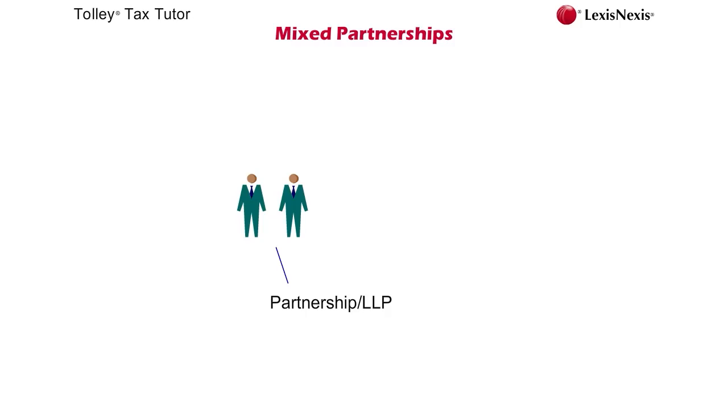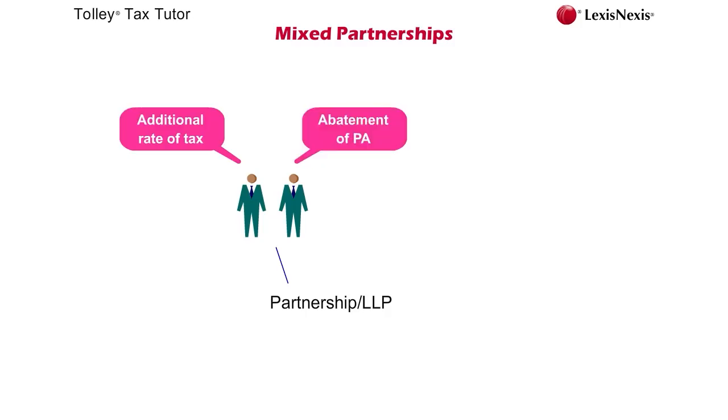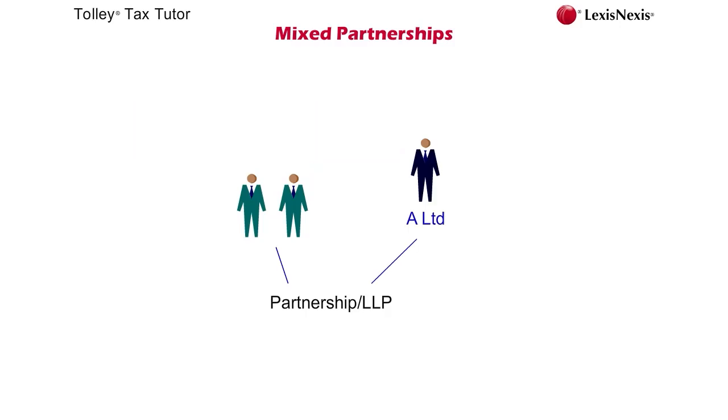Following the introduction of the additional rate of tax and the abatement of the personal allowance for individuals whose adjusted net income exceeds £100,000, mixed partnerships became an attractive option for tax planning purposes, particularly for those who wanted to avoid paying tax at the additional rate. The insertion of a corporate partner also allowed additional flexibility due to the remuneration strategies available to a company.